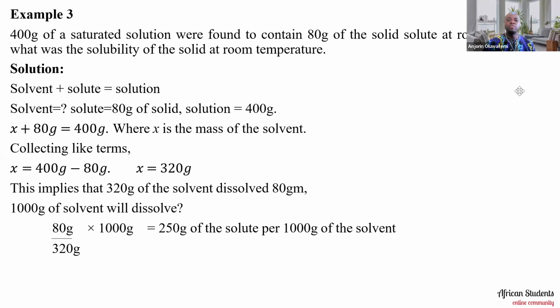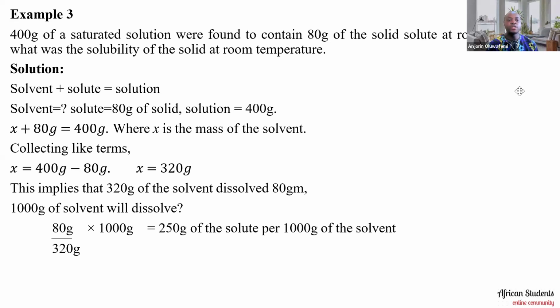What was the solubility of the solid at room temperature? Okay, now the first thing that we must establish, we've talked about that in our definitions of terms earlier, is that when we have a solvent and a solute adding together, it will give us a solution. Now, the solvent, we don't know the quantity. The solute in this case is 80 grams of solid, and the resulting saturated solution that was formed contains about 400 grams.